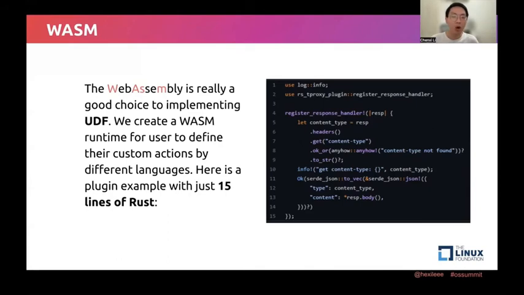Here is a plugin example with just 15 lines of Rust. You can look at it if you're interested in the Rust programming language. We just use the macro register response handler and pass it a lambda, or you can call it a closure. The handler receives the response, does some processing, and returns the body serialized by JSON.